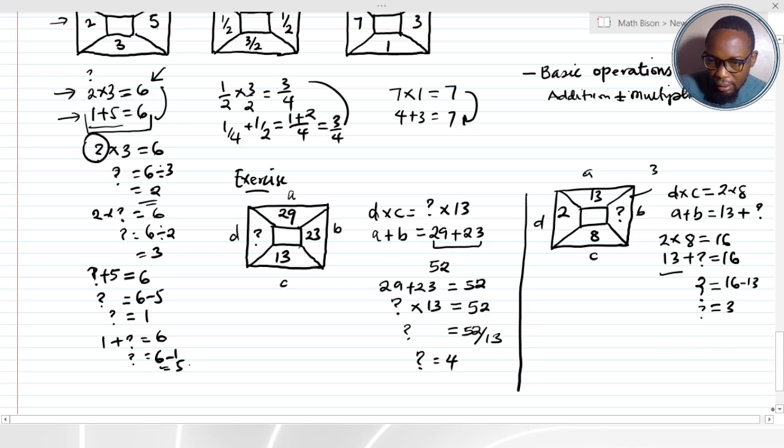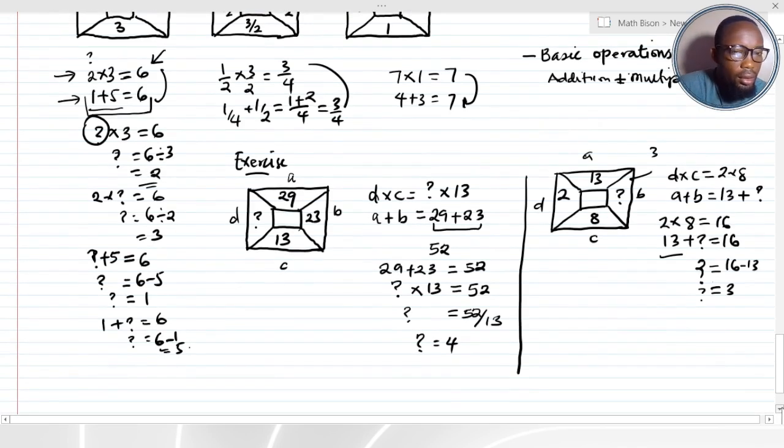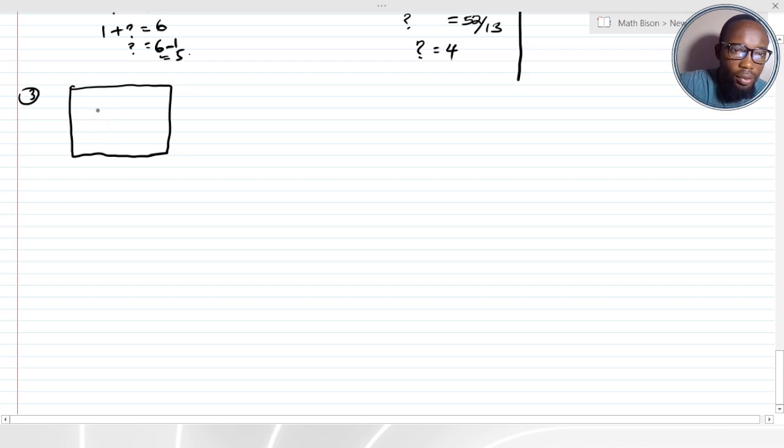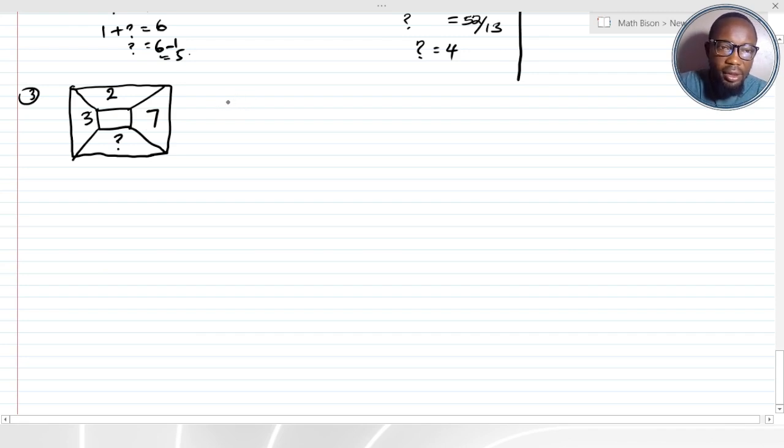Now let's check with the next question. Question 3 is 2, 3, 7, and a question mark. Guys, remember the rules we have set. This rule we set is that this part A and part B will always be added, part C and part D will be multiplied. So what does this mean to us?